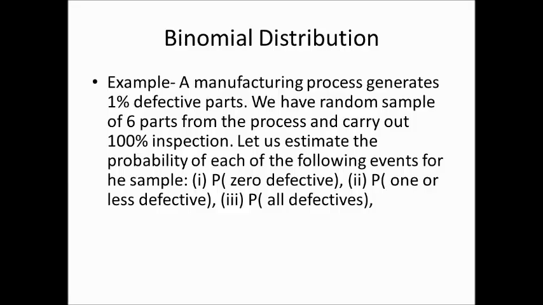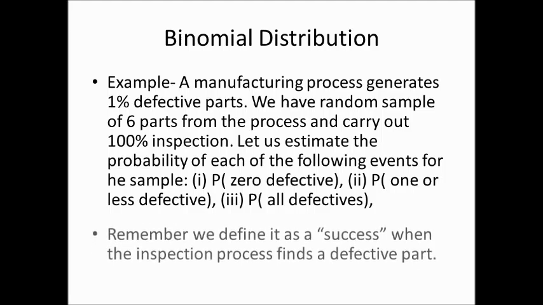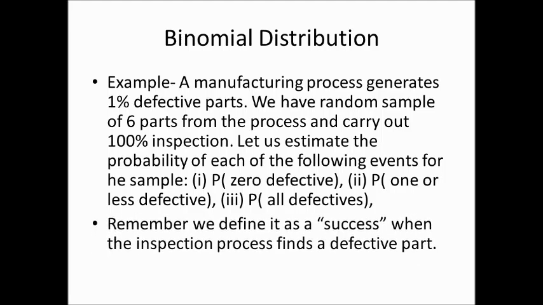We are doing 100% inspection of the sample, and we want to find out the probability of the 3 events that you have defined: probability you have no defective in the sample, one or less defective in the sample, and all the parts are defective in the sample. So let's estimate those. Again, remember we define, in this case, success as when the inspection process.